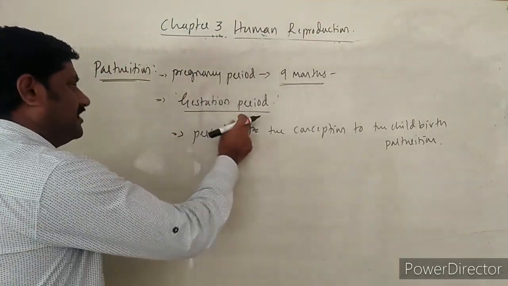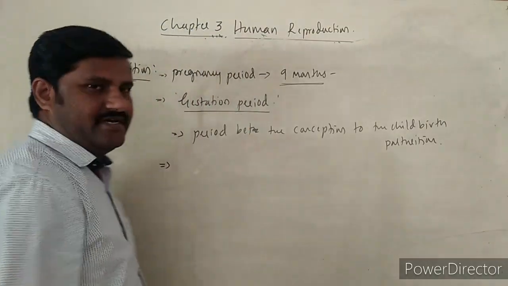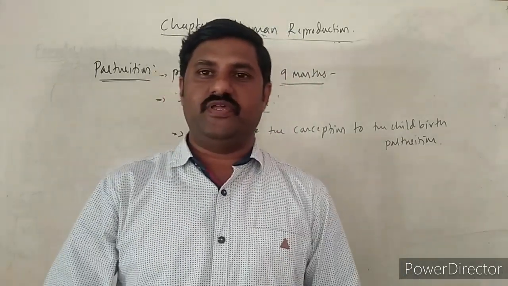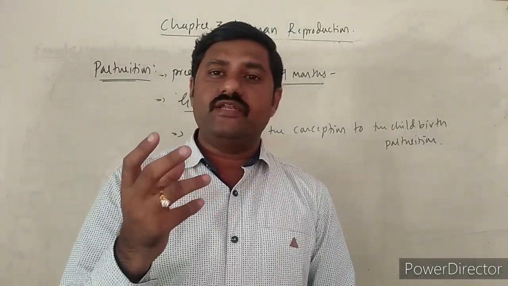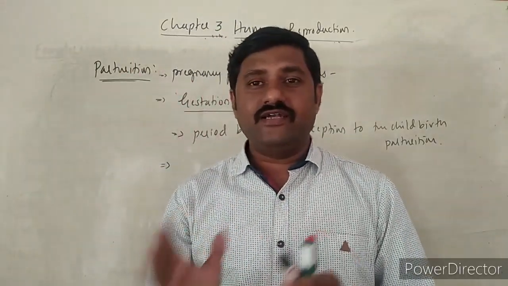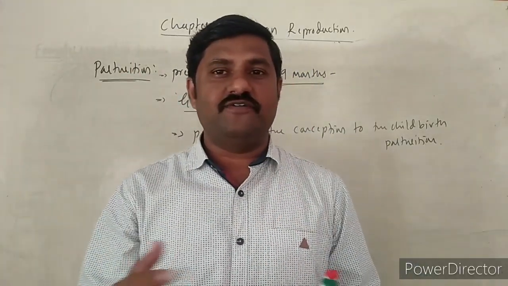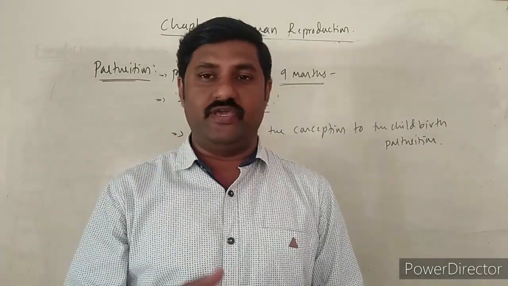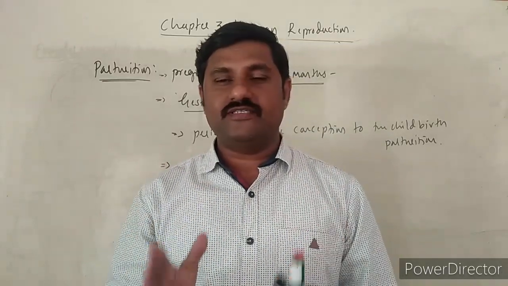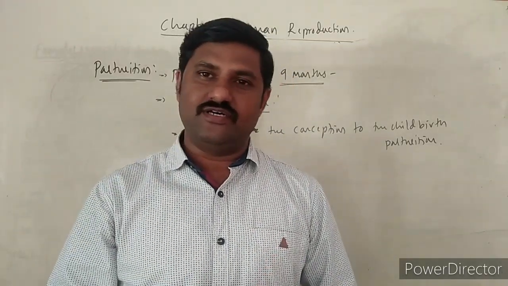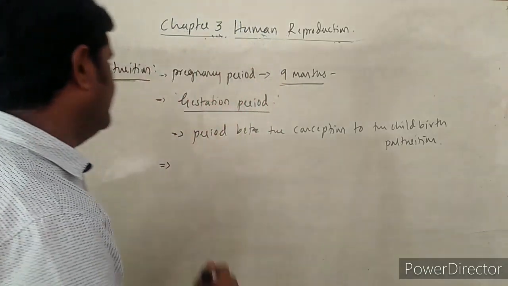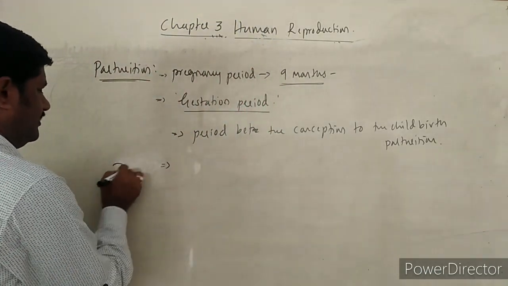So after the gestation period, what happens over here? After the gestation period, a mild uterine contraction is induced, and that leads to the expulsion of the full-term baby from the womb of the mother. And this process itself is called what? The parturition, right? Let us write the definition for parturition.